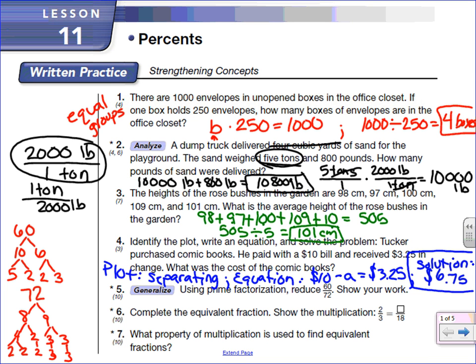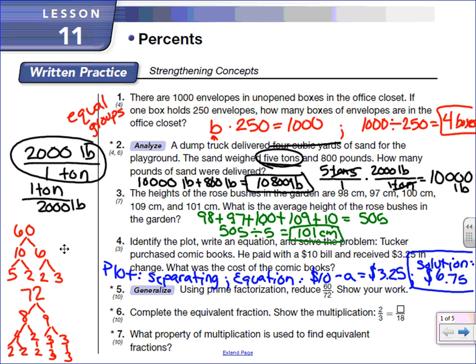So 72, the prime factorization, is 2 times 2 times 2 times 3 times 3. 60, the prime factorization, is 5 times 2 times 2 times 3. So when it asks us to reduce that fraction, what we do is we're going to write them on top of each other, those prime factorizations.